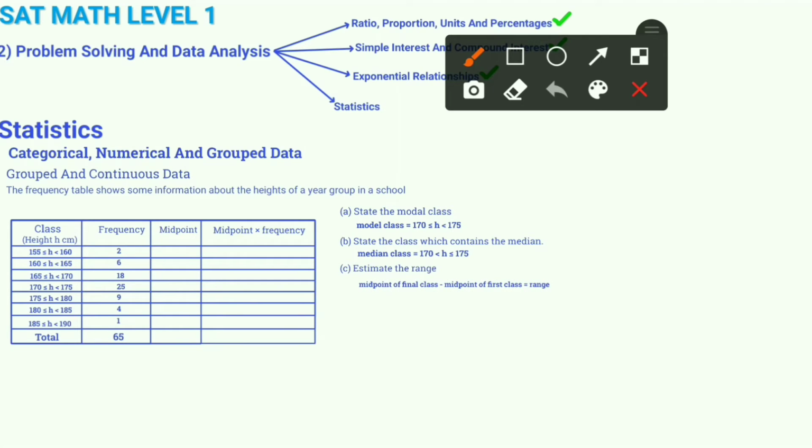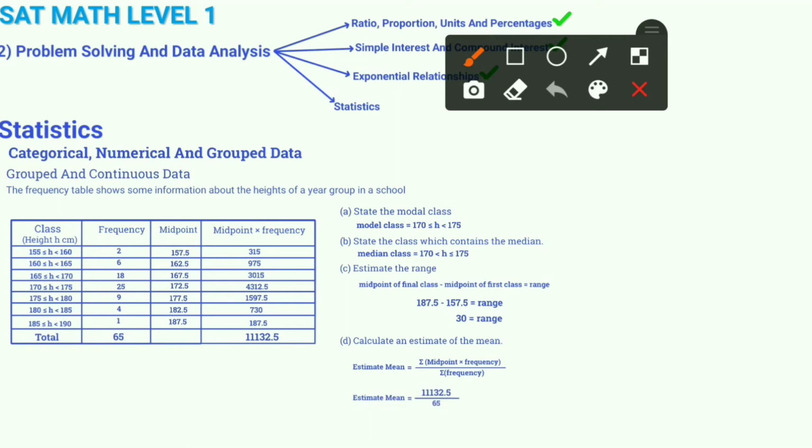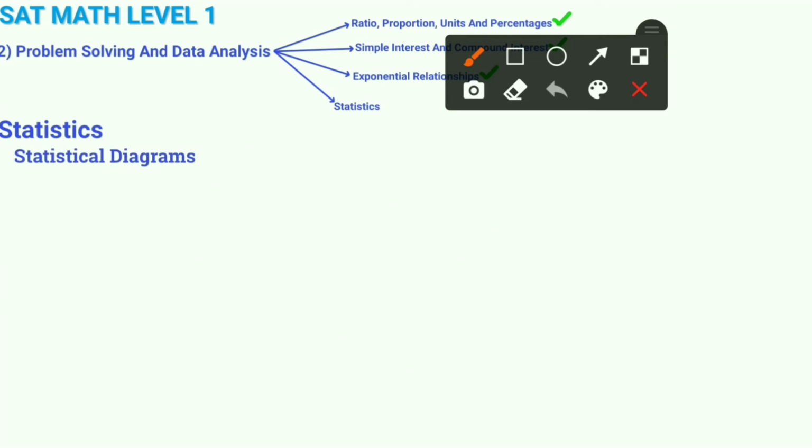Estimate the range. Midpoint of final class minus midpoint of first class is equal to range. That's why midpoint is really important. First of all, we're going to take the midpoint of the first class and midpoint of the final class. Then we will do the subtraction. So 30 is the range. Now calculate an estimate of the mean. In order to find the mean, first of all, we take the midpoint and multiply by the frequency upon frequency. Then we get the estimated mean, which is 171.3 centimeters.